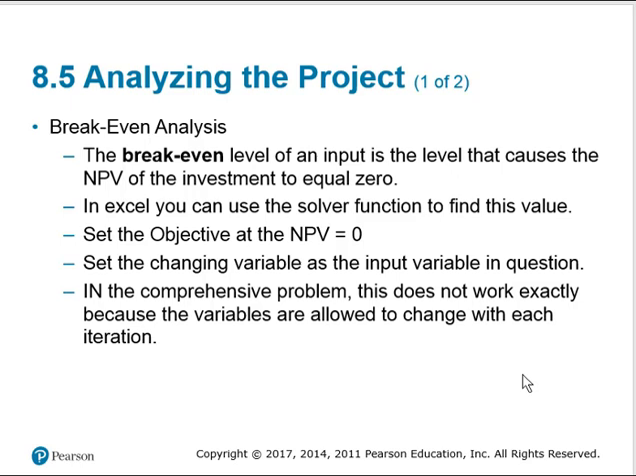In the comprehensive problem, this really doesn't work all that well because the variables are all allowed to change every time you make a change with each iteration. So it doesn't work well with that type of problem, but it is simple enough if you have a simple spreadsheet, just to find the number of units that you need to sell for net present value to equal zero if everything else is held the same.